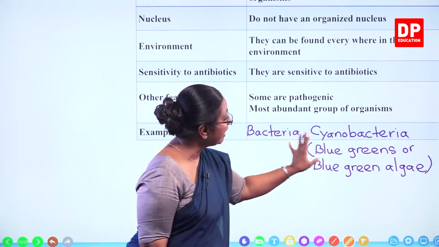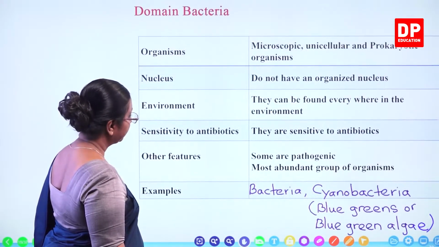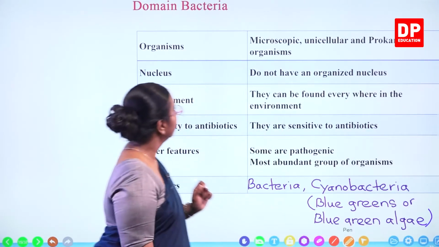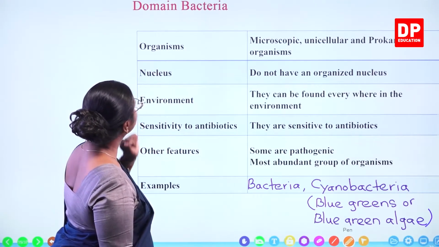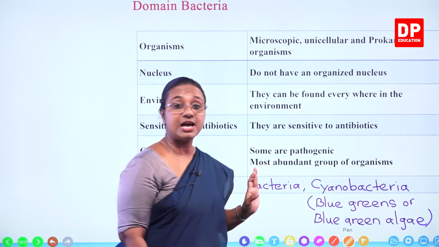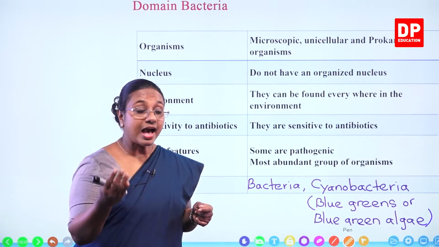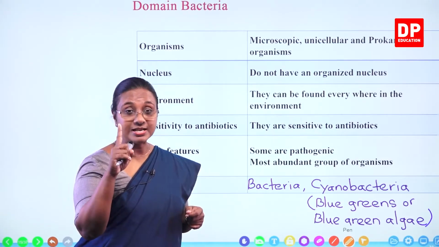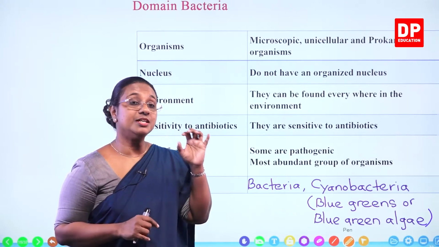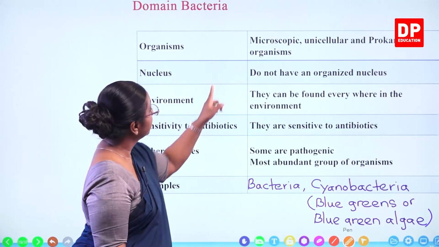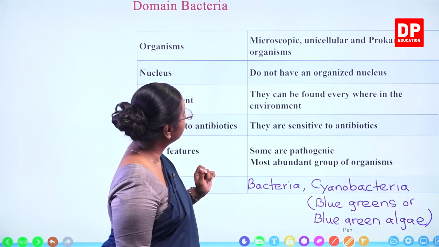So those are the two main types of organisms that belong to domain bacteria. And if we look at their features, characteristics of domain bacteria. Again, if you look at the organisms, both bacteria and cyanobacteria, you all can remember, students, bacteria is microscopic and they are unicellular. They only have one cell. Although these cells combine and form like a long chain-like structure, still they are made up of one cell. So they are microscopic and unicellular, and also they are prokaryotic organisms.